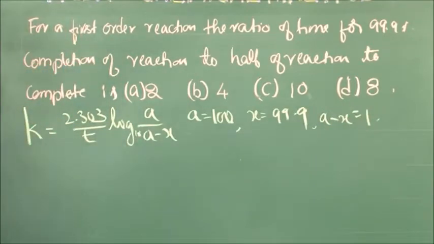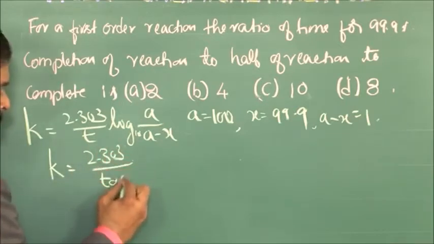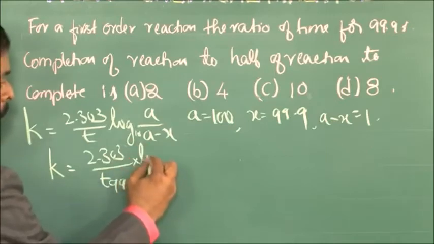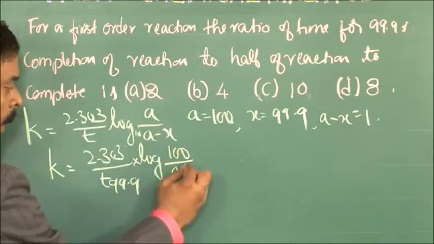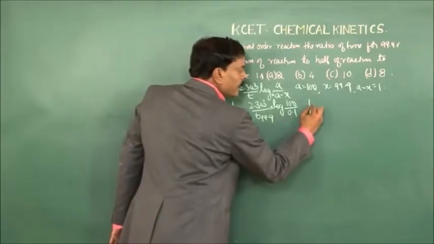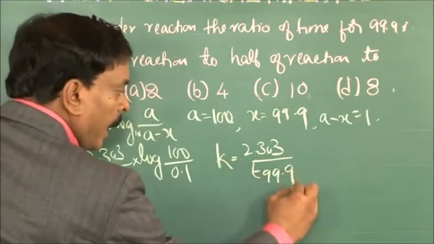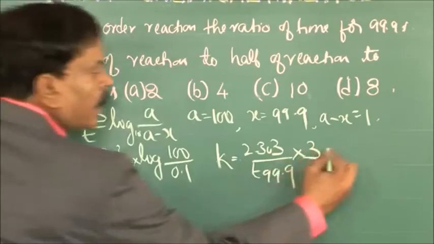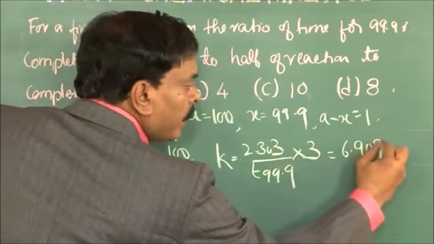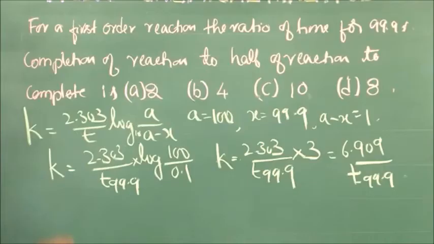Substituting these values in the expression, K is equal to 2.303 by t 99.9 into log of 100 by 0.1. Log of 100 by 0.1 is log 1000, and log 1000 is 3. Therefore, K is equal to 2.303 by t 99.9 into 3, or this would be equal to 6.909 by t 99.9.